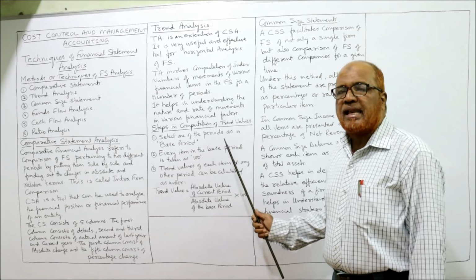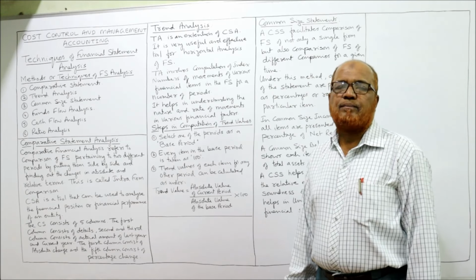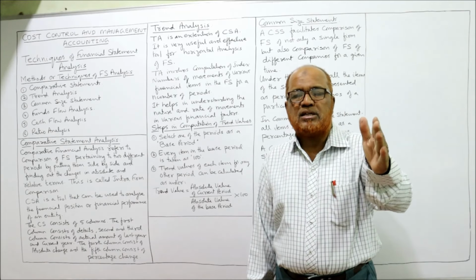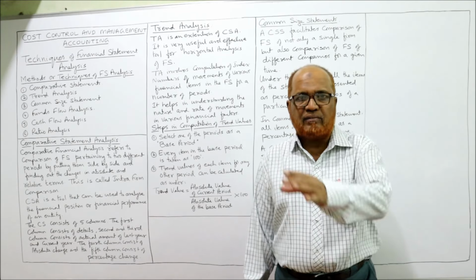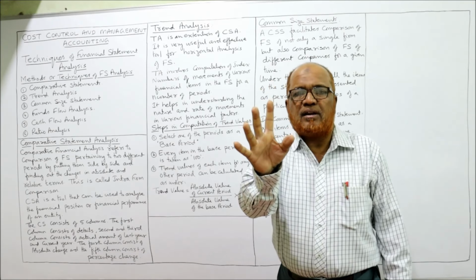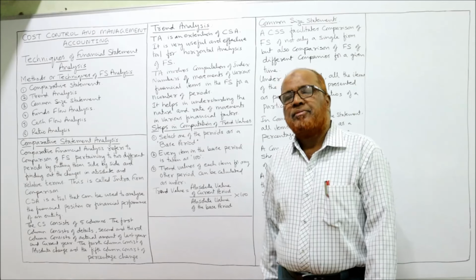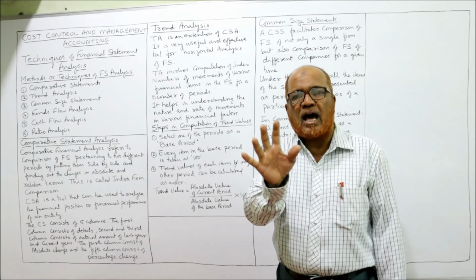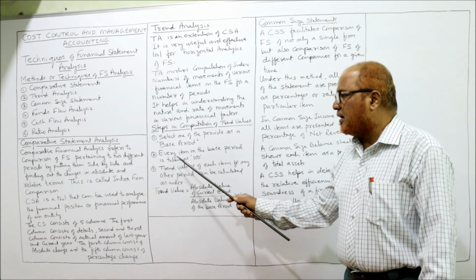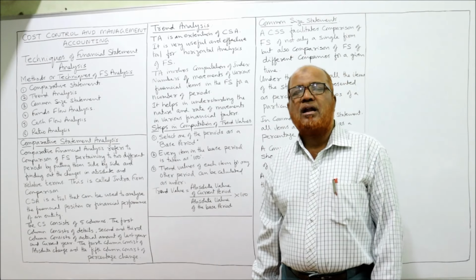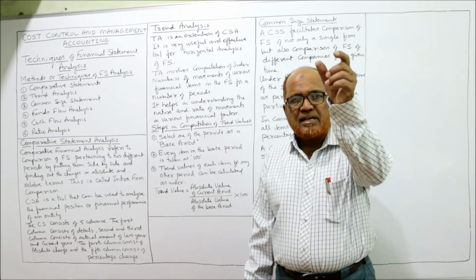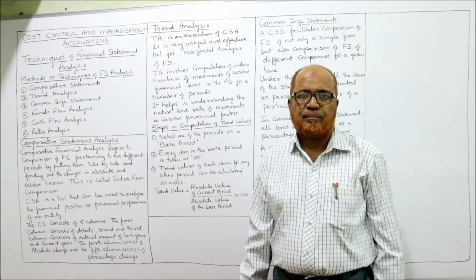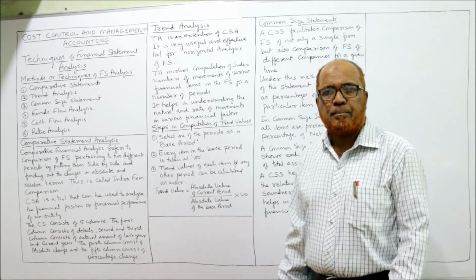The first step is select one of the periods as base period. Normally, if five years data is given, 2018, 2019, 2020, 2021, 2022, the first year will be treated normally as a base year. The first year is 2018. So 2018 will be selected as a base period. Second, every item in the base period is taken as 100. In the base year 2018, we take all the financial factors as 100 only. All the items we take as 100, base period.